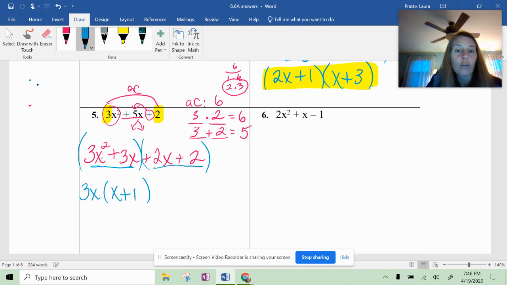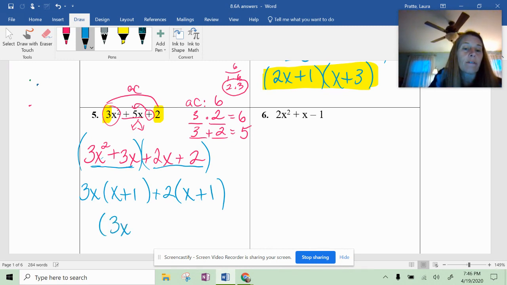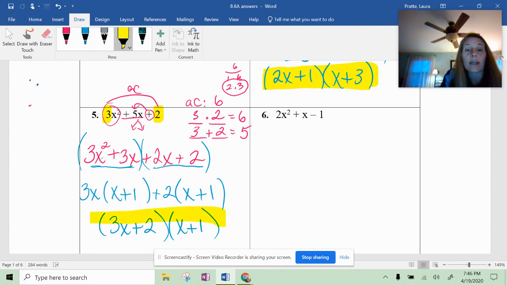Then the second group, they're both divisible by positive 2. And then you're left with x plus 1. And then you put your two GCFs together, so you have 3x plus 2, and then your repeated factor, which is that x plus 1 that showed up twice. That means you did it correctly. That is your second factor, and that is your answer there.